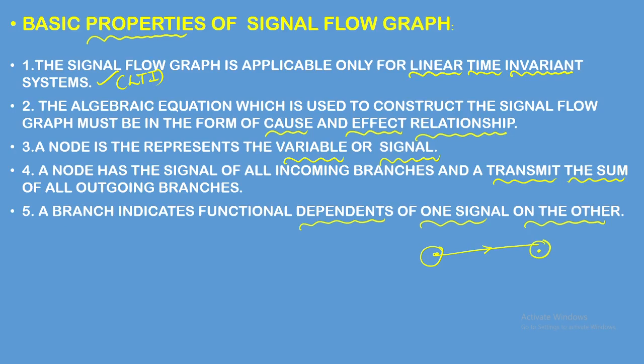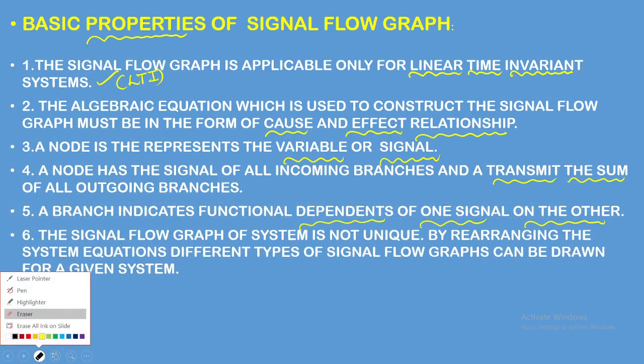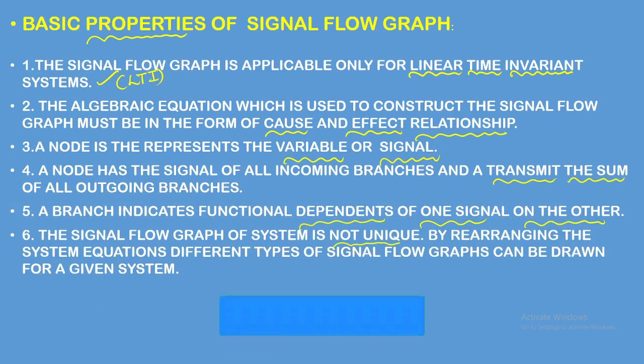So a node or variable we take as a signal. How this output depends upon this input node is represented by the branch. That is the meaning of the statement I have given here. The last point is that the signal flow graph is not unique, because you may arrange the equations in different forms, so the signal flow graph can be drawn for a given system in various ways. By arranging the equations differently you can represent a different signal flow graph for the same system.